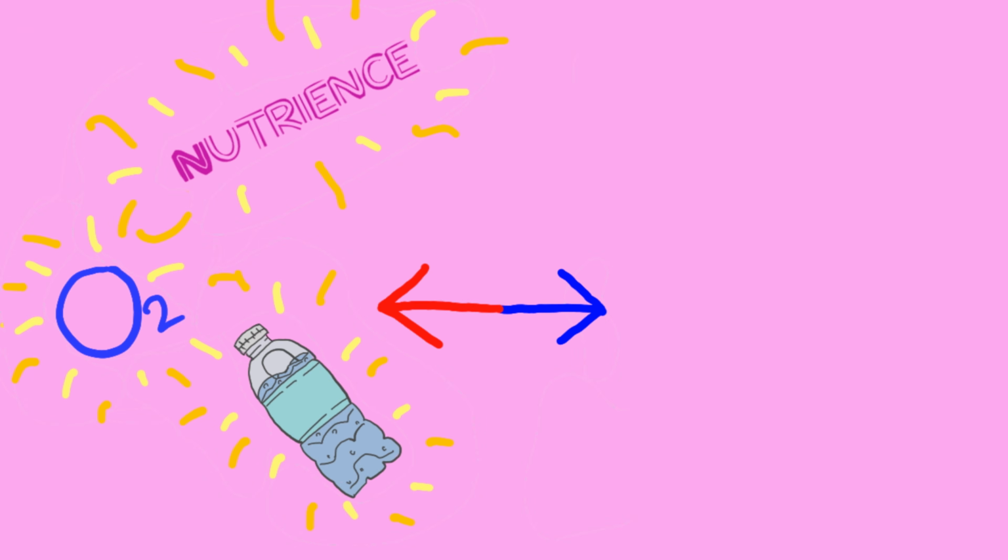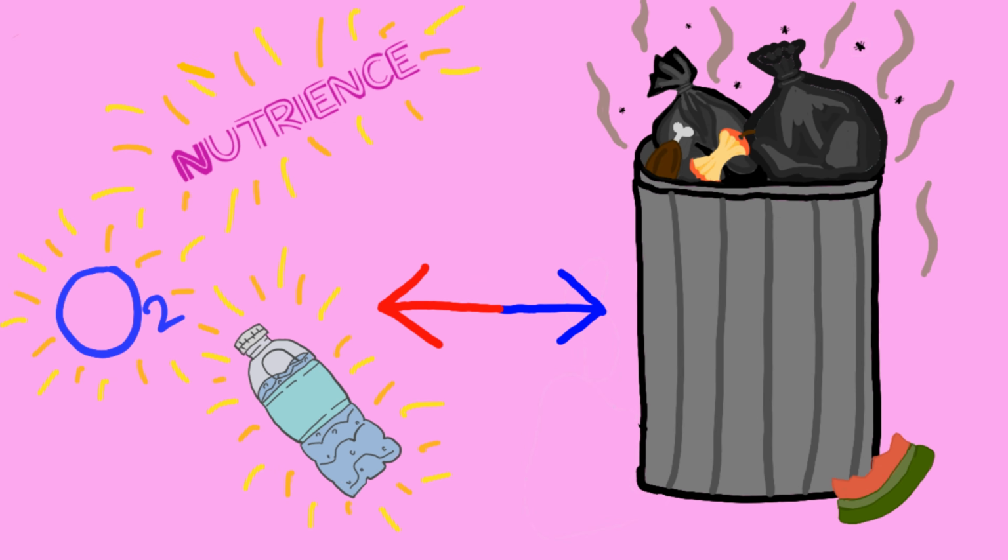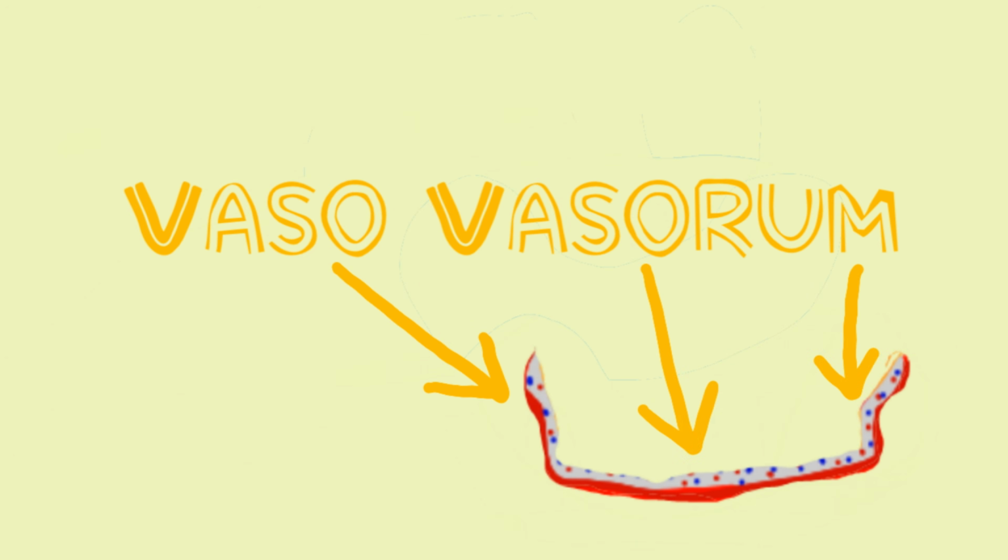The last layer of the artery is the tunica externa, also known as the adventitia. This layer contains nerves and lymphatics to nourish and take away waste from the vessel itself. It also contains something super special, the vasa vasorum.